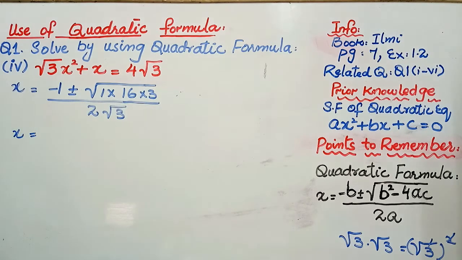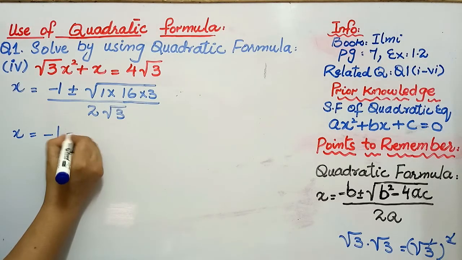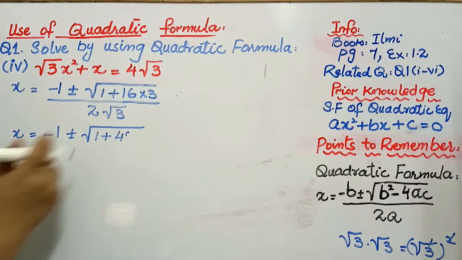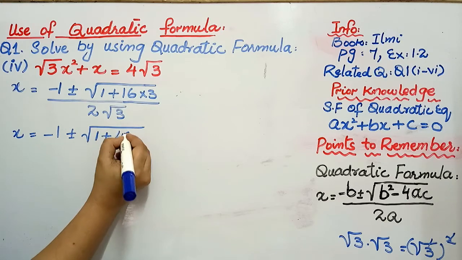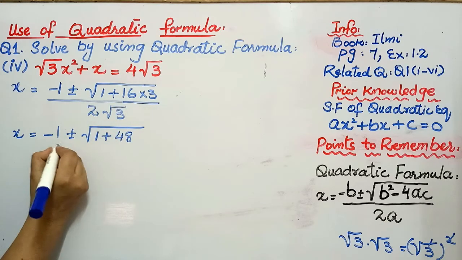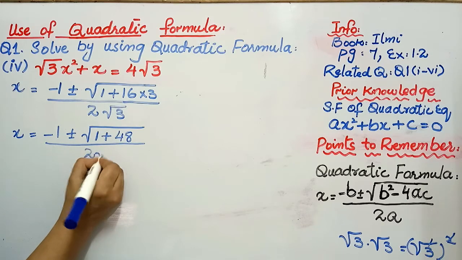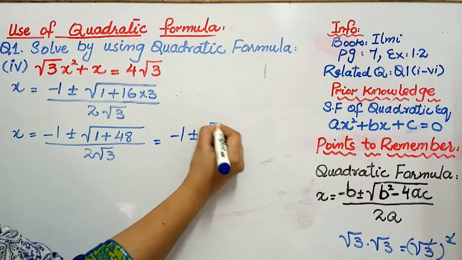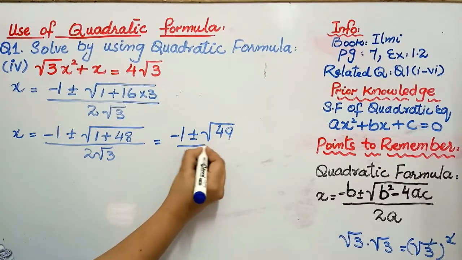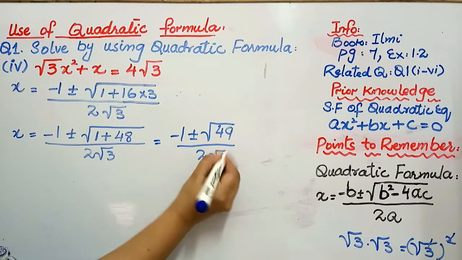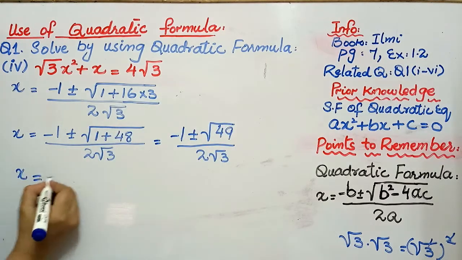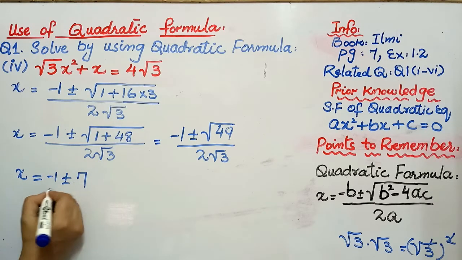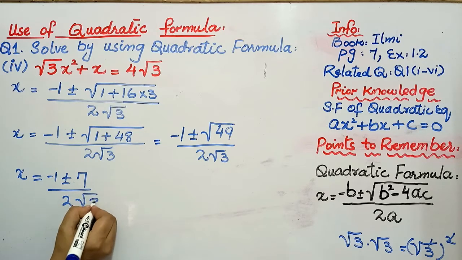So x is equal to minus 1 plus minus under root 1 plus 16 3s, that is 48, divided by 2 under root 3, is equal to minus 1 plus minus under root 49 divided by 2 under root 3. Under root 49 is equal to 7. So minus 1 plus minus 7 by 2 under root 3.